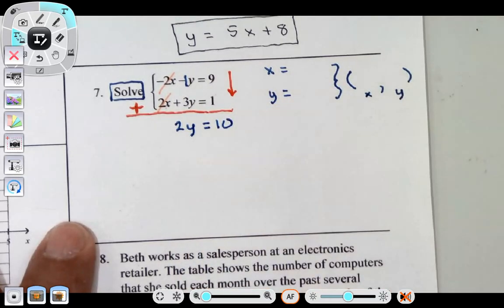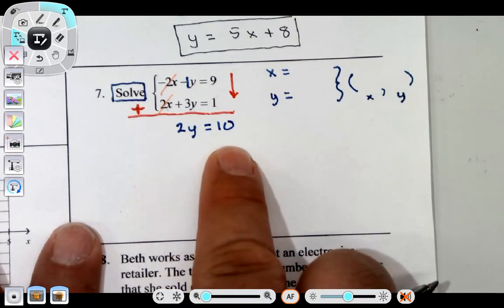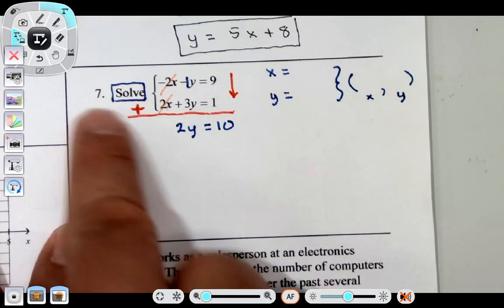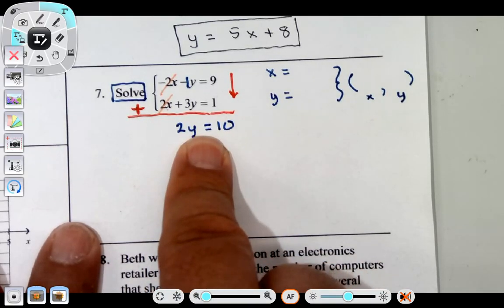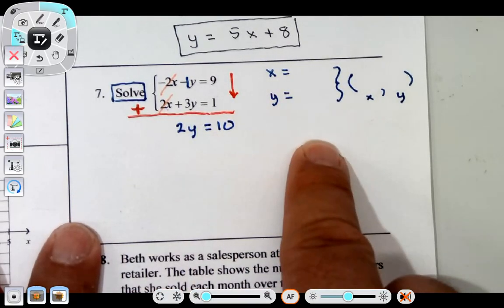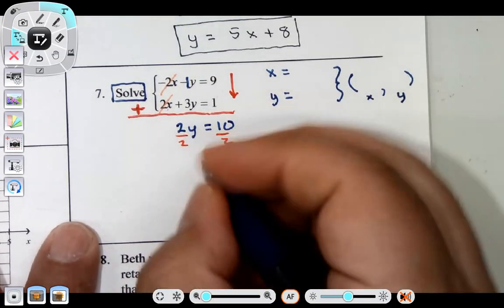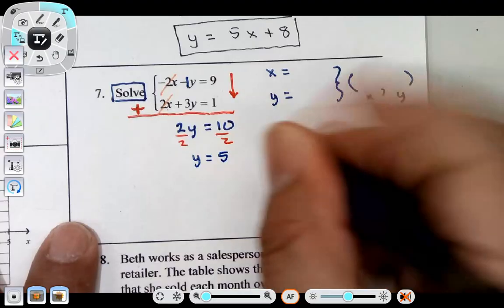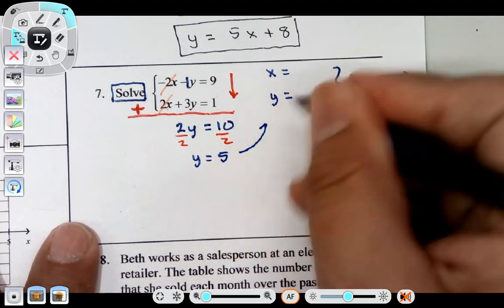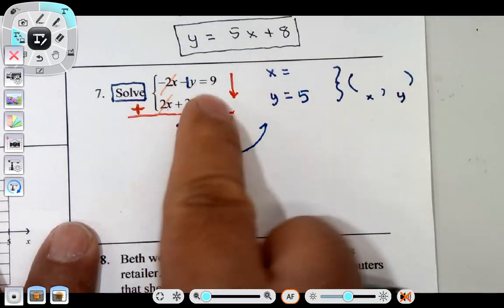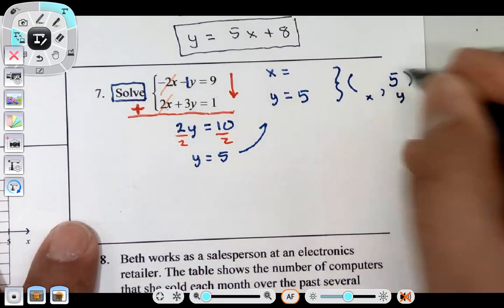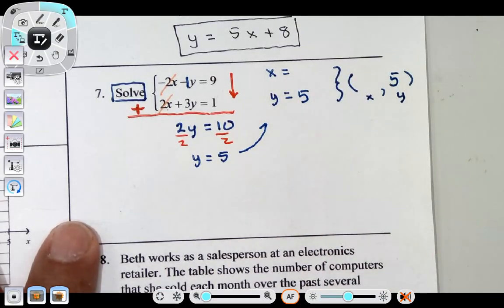And then that was the other issue. A lot of people did this and then said, but now what? You are solving. You have to keep going. The whole point is get the letters by themselves. So when I divide this by 2, we get y is equal to 5. There we go. We officially have one of our answers. There's 2 letters, so it's not enough yet. We still need to find one more.